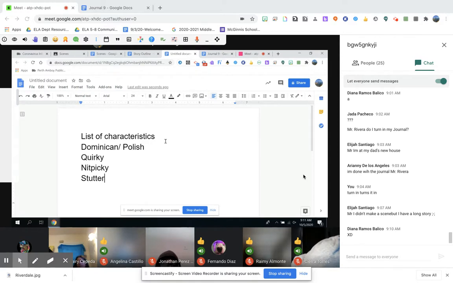So that I can say, all right, this is what I want this character to be like. All right, so it's Dominican, Polish, quirky, nitpicky, stutter, and a key idea is this character is maybe lonely, right? So it feels left out. These are the main ideas of what I want this character to have.